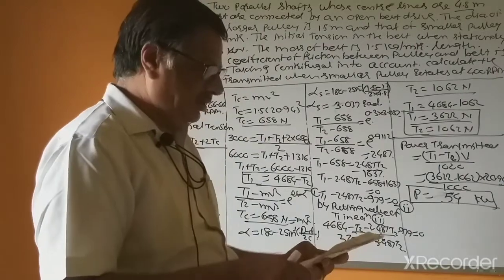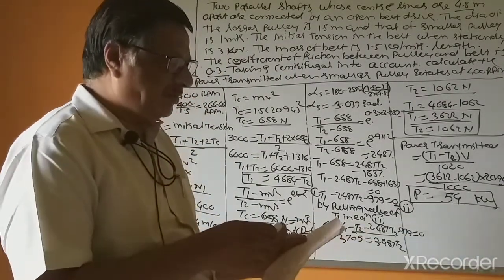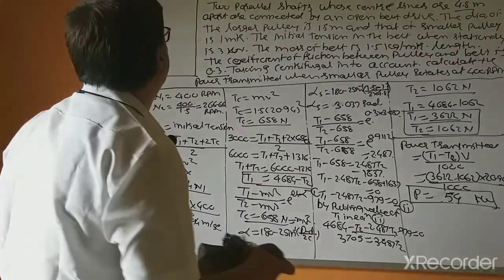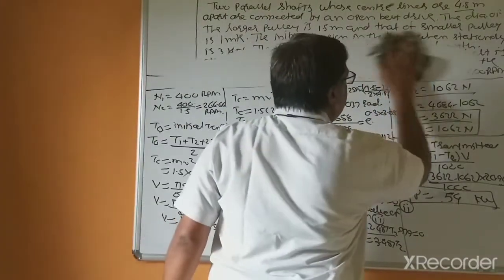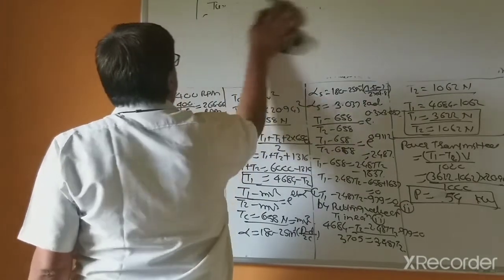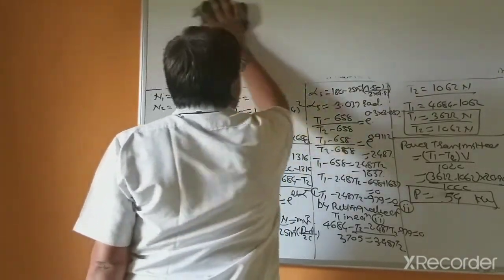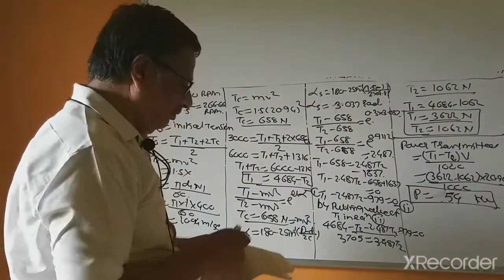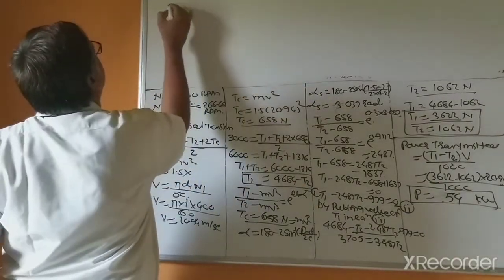Now we'll see the next problem. So this is as per the considerations of the slippage. Here slippage of the V belt is given. So as per the considerations about the slippage, we have to calculate the power transmitting capacity of the belt. So please note down today's second problem.